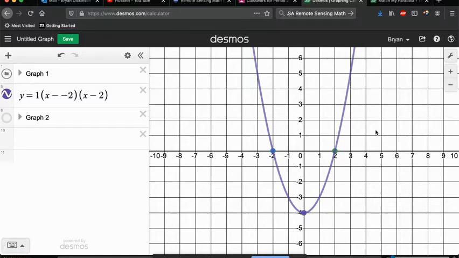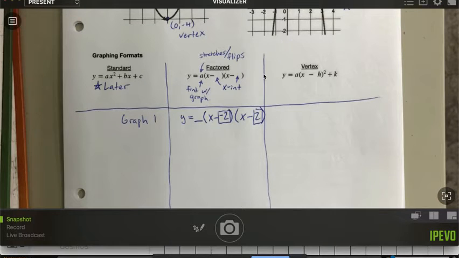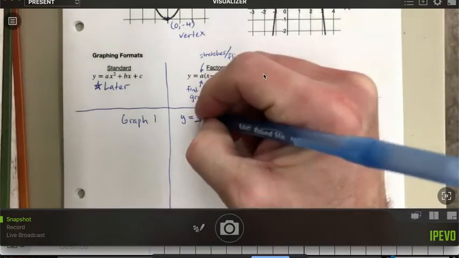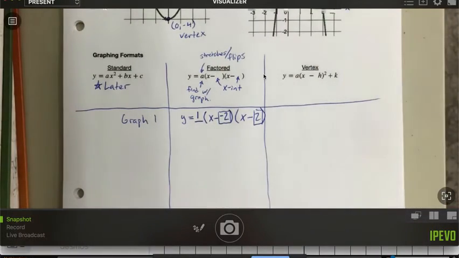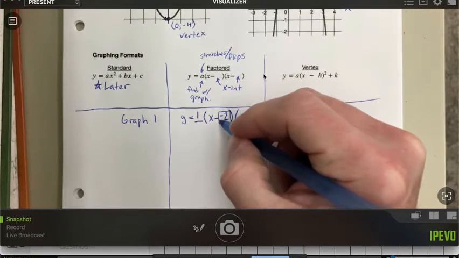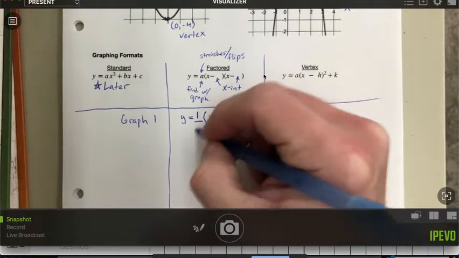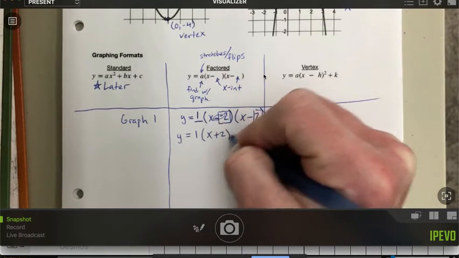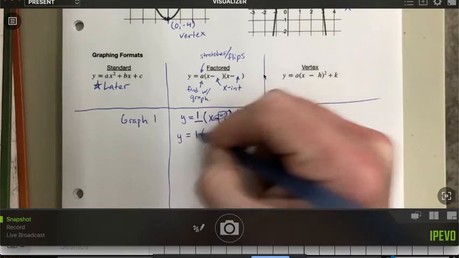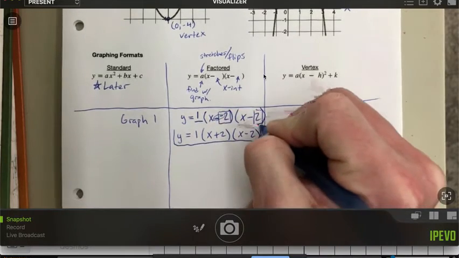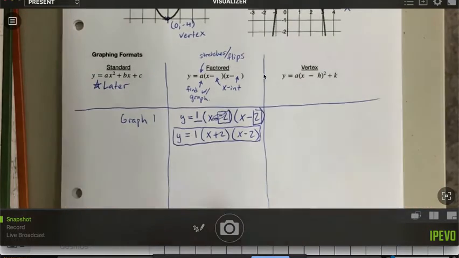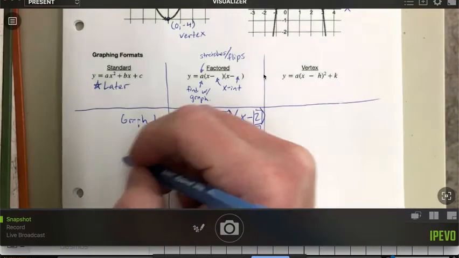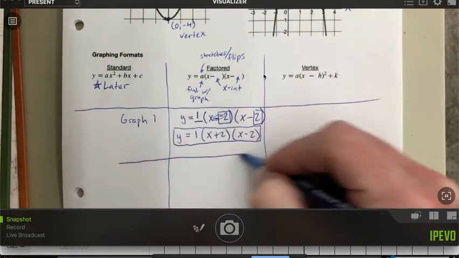But anyway, now I have this equation. That's my quadratic equation. I now know that a 1 goes in front. If I wanted to simplify, because I see this minus a negative, the nicer looking form would just be to have an x plus 2 and an x minus 2. This would be my nicer looking quadratic equation. All right, so that's factored form for graph 1.